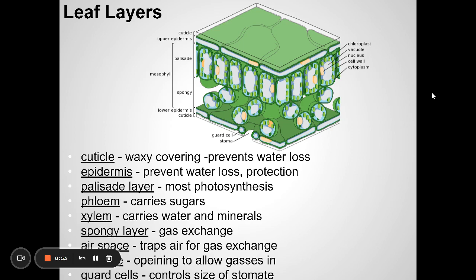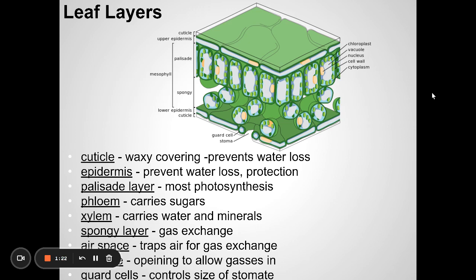And then there's the thin layer of cells that we call the epidermis, kind of like the skin of a leaf. We have these packed together cells. That's called the palisade layer. This is where a lot of photosynthesis is going on. You can see in these cells, there's lots of green chloroplasts because light can travel through the epidermis and the cuticle, hit those chloroplasts, and then photosynthesis can take place.